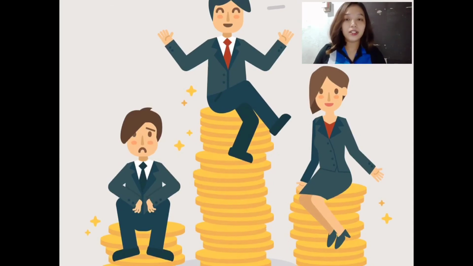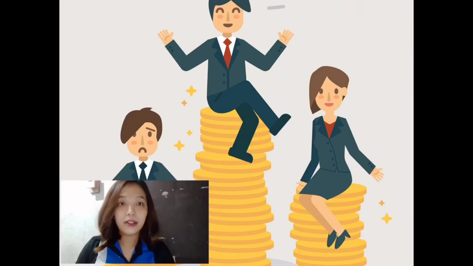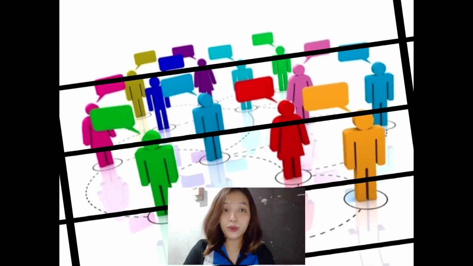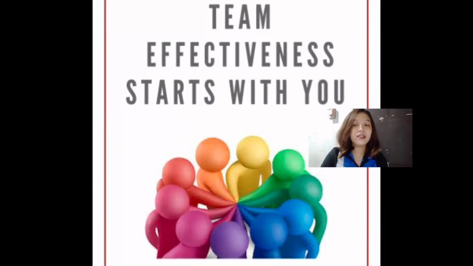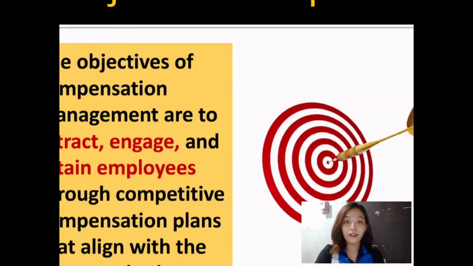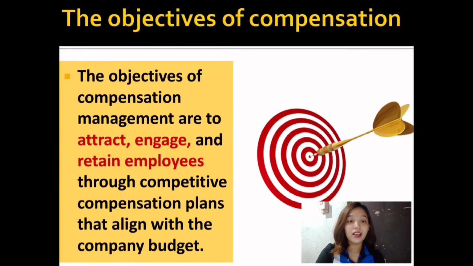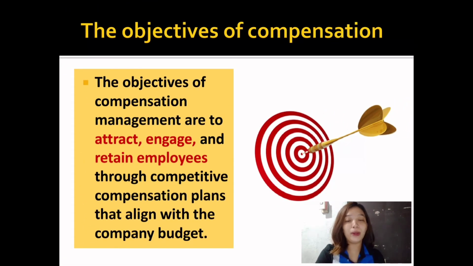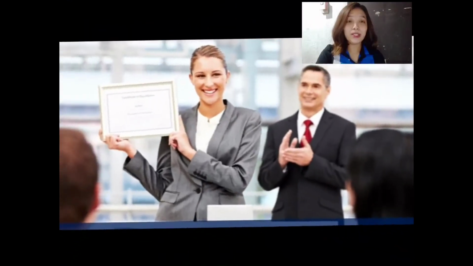In contrast, the TQM philosophy emphasizes number 1, flexibility, number 2, lateral communication, number 3, group effectiveness, number 4, responsibility for an entire process that has the ultimate outcome of customer satisfaction. The objectives of compensation management are to attract, engage, and retain employees through competitive compensation plans that align with the company budget, corresponding job market, and government regulations. Good compensation management should attract and recruit talent, and motivate employees.